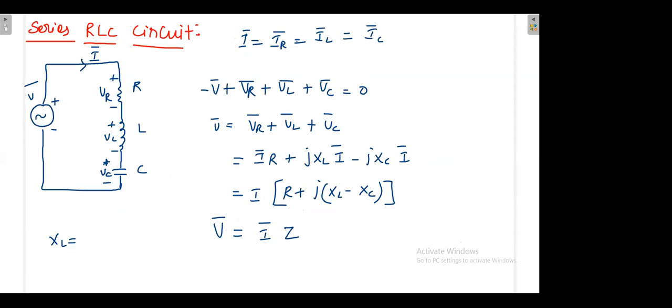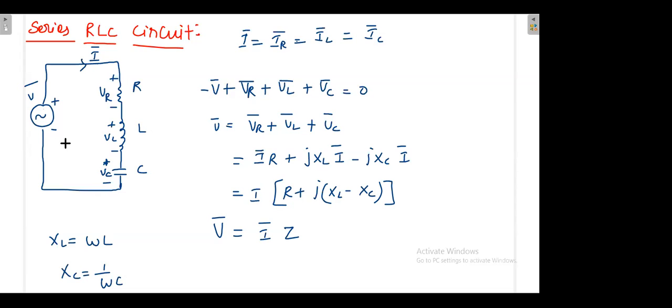XL means omega L, and then what is XC? 1 divided by omega C. So finally, once you fix the RLC values, the frequency will determine this. Either XL is greater than XC or XC is greater than XL. That will be decided by the operating frequency. So finally, the frequency will decide the nature of the circuit.